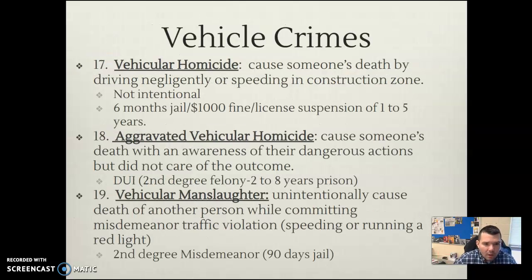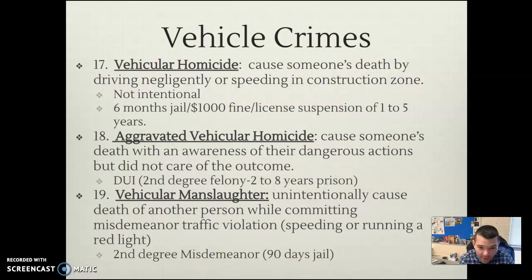All right, now going into the vehicle crimes. Now, this is going to be it, guys. It's the last slide, so I'm sorry if this is going to run off. But vehicular homicide is where you cause someone's death by driving negligently or speeding in a construction zone. So it's not intentional. Here's the fines you can get. Aggravated vehicular homicide is causing someone's death with an awareness of their dangerous actions but not caring about the outcome. So DUI is a prime example of that.